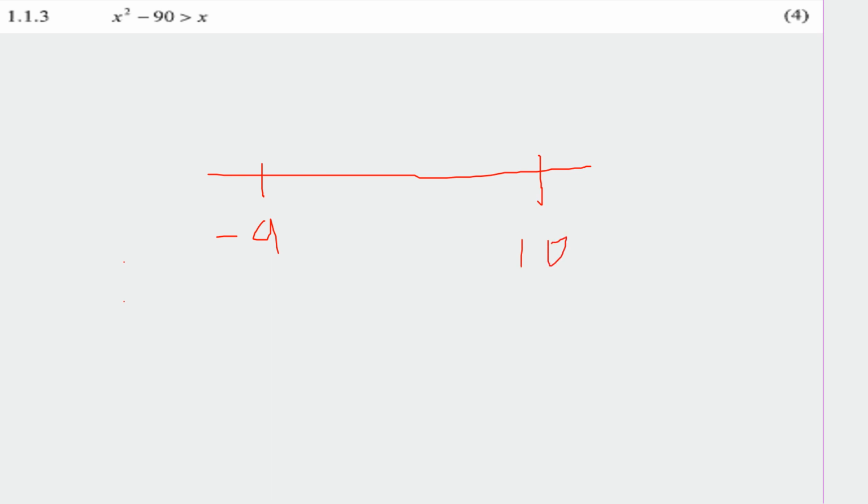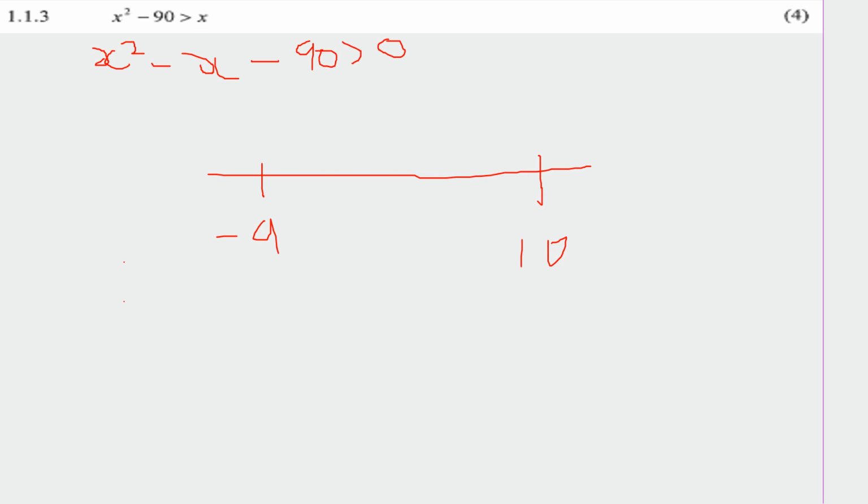Yeah? But also remember, our equation is actually like this: x squared minus x minus 90 greater than 0. Remember, we want this format. We want it to have 0 on the right hand side. So now, how do we plot our graph? The first thing that we check is the coefficient of x squared.